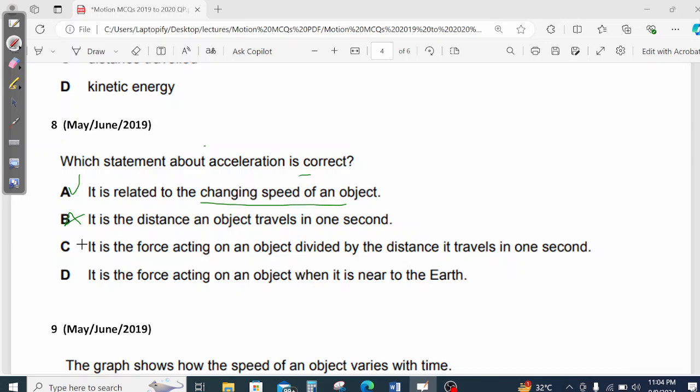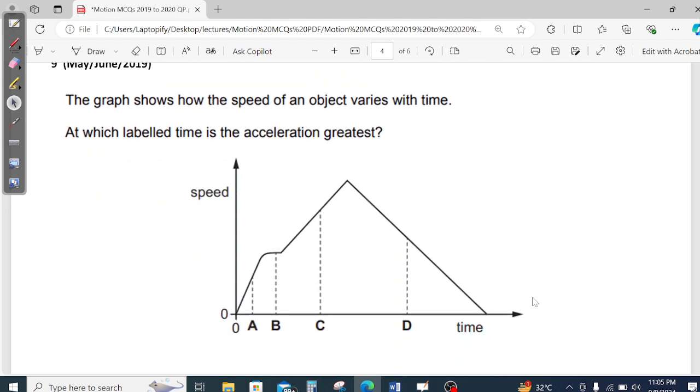The force is involved in the next chapter, where I will describe what happens when you apply the force on the object. So there is no link of force here. Next is question number 9.